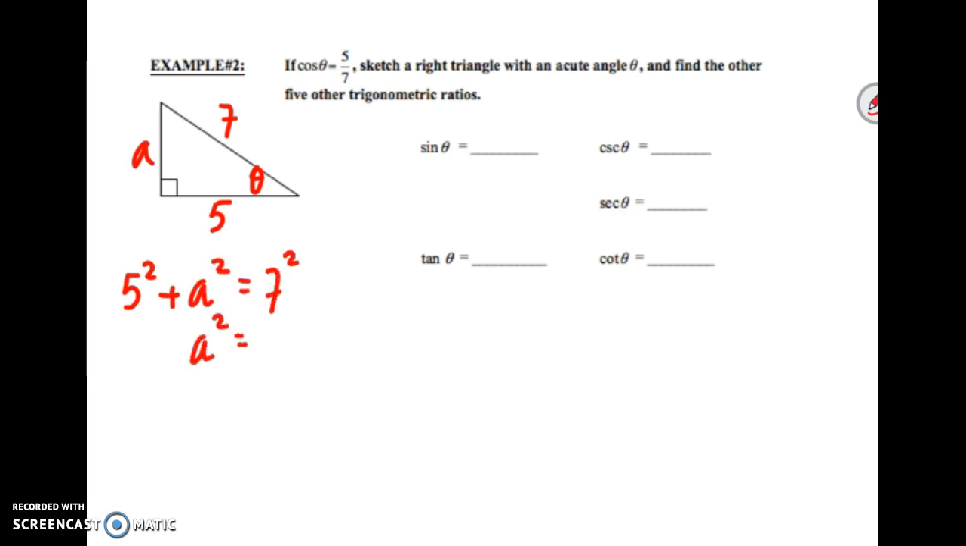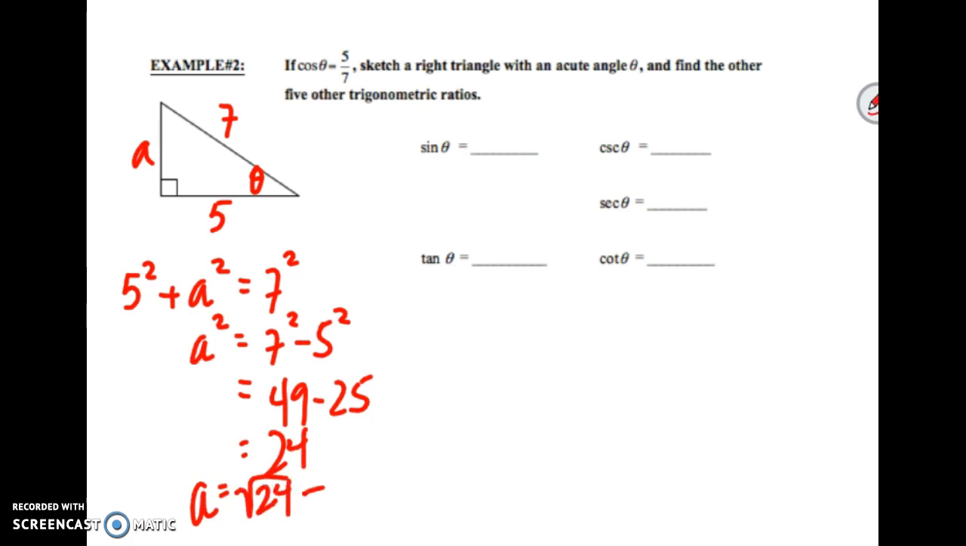So a squared equals 7 squared minus 5 squared, which is just 49 minus 25, which gives us a value of 24. So we know a equals the square root of 24, which reduces to 2 times the square root of 6. So a is equal to 2 times the square root of 6. Now to find sine, we know sine is opposite over hypotenuse. So sine is equal to 2 times the square root of 6 divided by 7. We need to check to make sure we cannot simplify. 2 does not go into 7, so we cannot simplify.